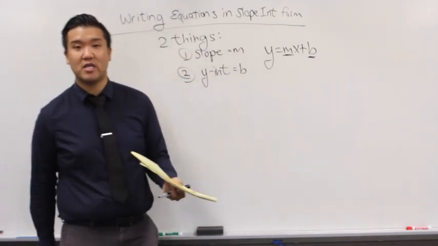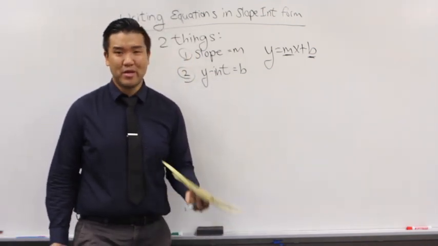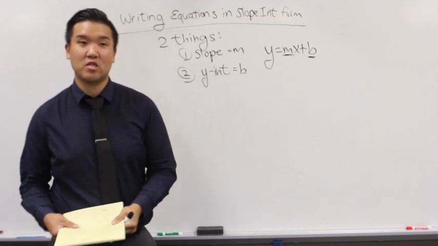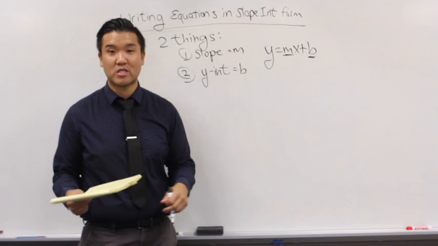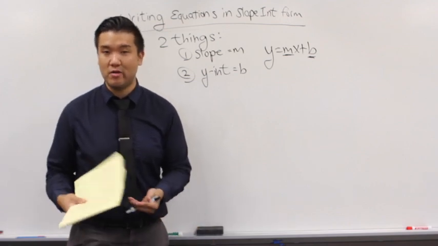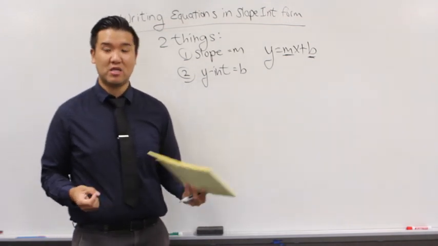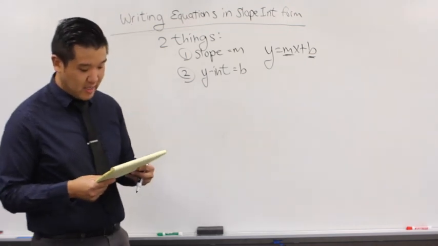If you're ever lost, depending on whatever the equation asks you, always look for how can I find my slope and how can I find my y-intercept. Sometimes the slope might be given, sometimes the y-intercept might be given, sometimes 2 points might be given. You can find the slope that way. So today, that's what we're going to talk about.